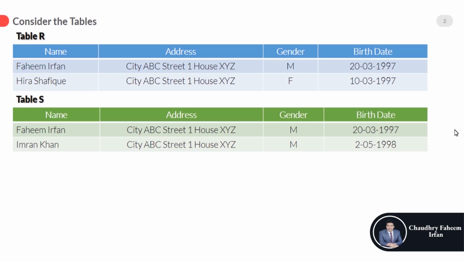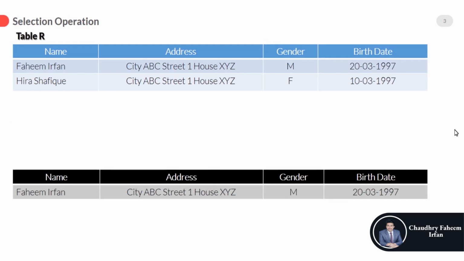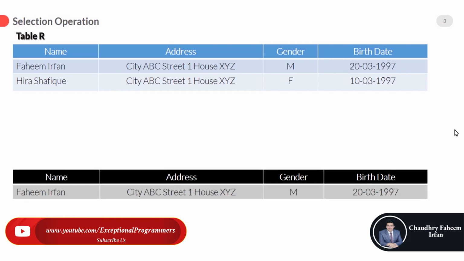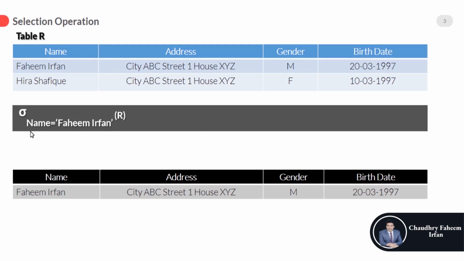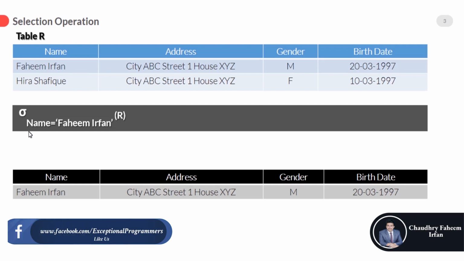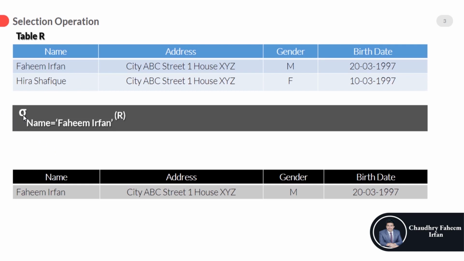You know that unary operations are performed on a single relation, while binary operations are performed on two relations or tables. So the first operation is the unary operation, which is the selection operation. The table name is R. Small sigma indicates that the selection operation is going to be performed, and the predicate, our condition, is name is equal to Fahim Irfan. So we are going to select a record where name is equal to Fahim Irfan from relation R, and the result is in the blank table. So the selection operation indicates: select where name is equal to Fahim Irfan from relation R.